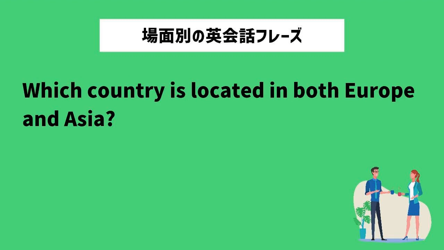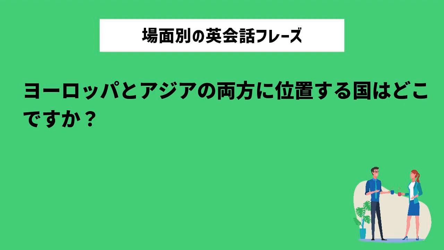Which country is located in both Europe and Asia? ヨーロッパとアジアの両方に位置する国はどこですか?